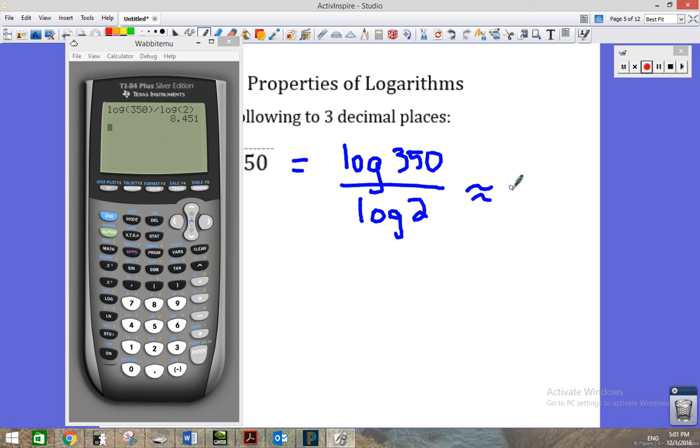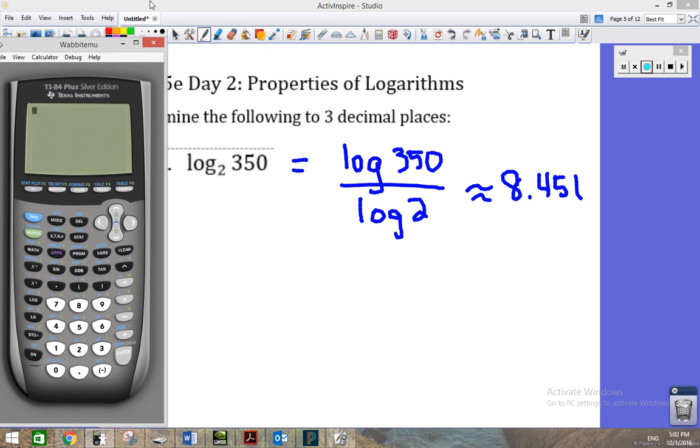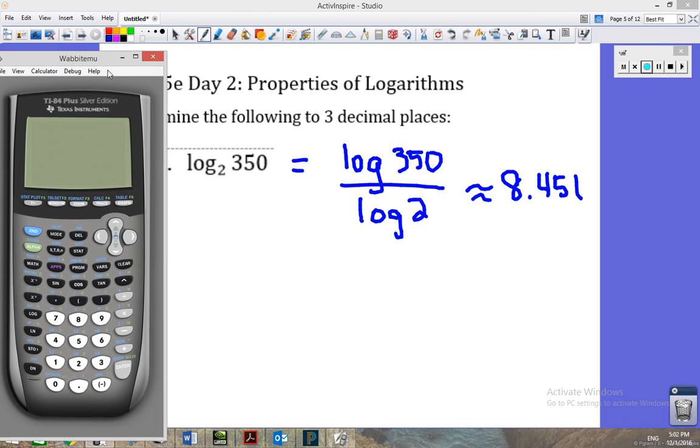So to 3 decimals, I'm getting 8.451. Make sure that when I read this off, sometimes I transpose the numbers. You know, sometimes I don't see it right. I write the numbers backwards or in the reverse order accidentally.